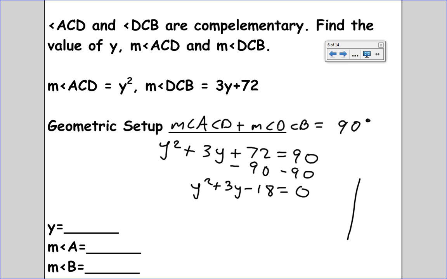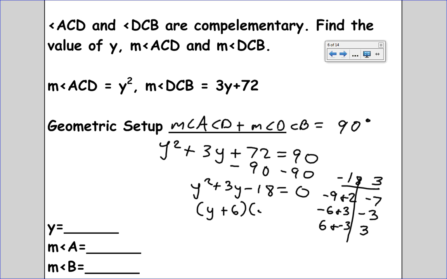Now we use the t-chart to factor. The last term is negative 18, the middle term is 3. Factors of negative 18, we can try negative 9 and 2, but that gives me negative 7. We could try negative 6 and 3, that gives me negative 3, so we're close. So let's try 6 and negative 3 to get positive 3. So we know the factoring will be y plus 6, y minus 3. So you set each of these equal to 0, and you get y equals negative 6, y equals positive 3.